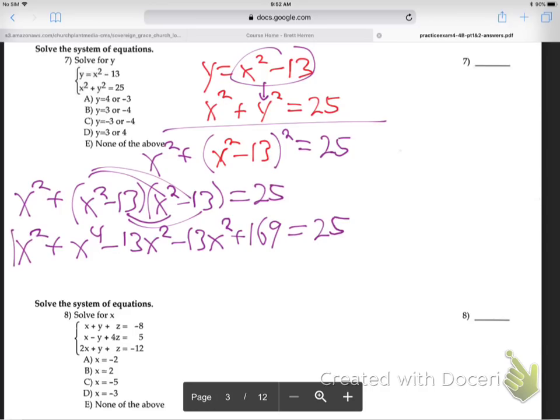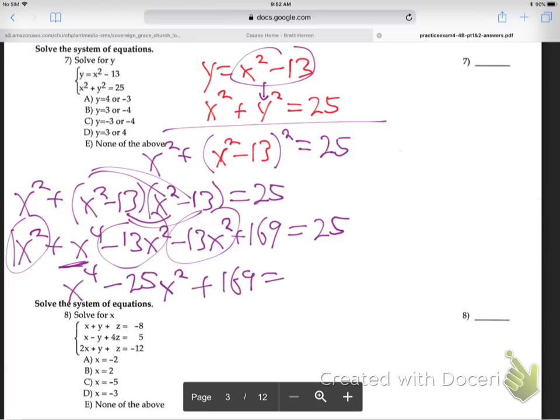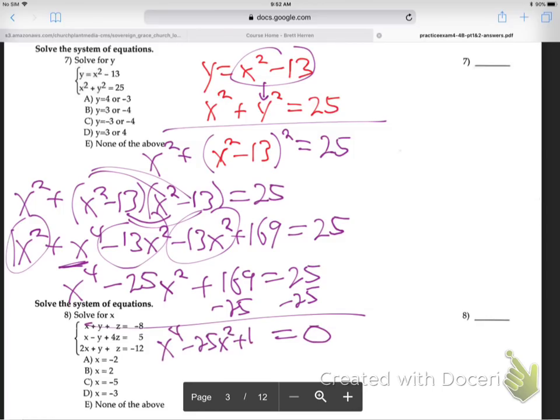So now I'm going to put them in order. The most powerful term first, x to the fourth. Then 1x squared minus 13 minus 13 is minus 26. So 1 minus 26 is minus 25x squared plus 169 is 25. Everybody see what happened there? I gathered like terms. I combined the x squared terms, right? 1x squared minus 26x squared is minus 25x squared. And then subtract 25 from both sides. And I get x to the fourth minus 25x squared plus 144 equals 0.